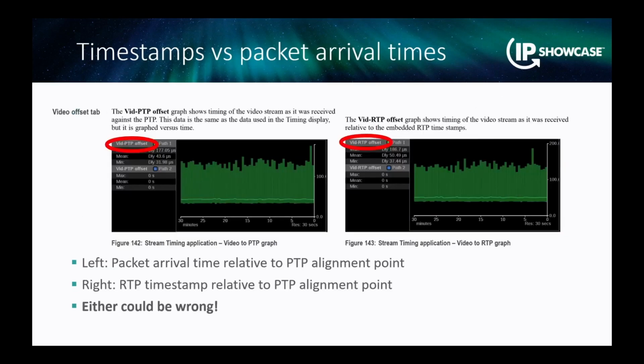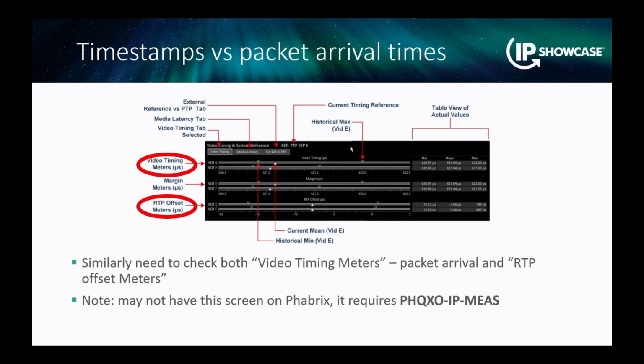So this is an example of one of the scopes. It's the Prism. I believe to get all of this, you have to actually expand it. You don't actually get it in its default view, which also causes a lot of confusion. So the left is the packet arrival time relative to the PTP alignment point, and the right is the RTP timestamp relative to the PTP alignment point. I must admit, speaking a bit personally, well, I'll mention that a bit later. So either of those could be wrong. Packet arrival time could be wrong relative to the PTP alignment point, or the RTP timestamp could be wrong relative to the PTP alignment point. This is the Fabrics product.